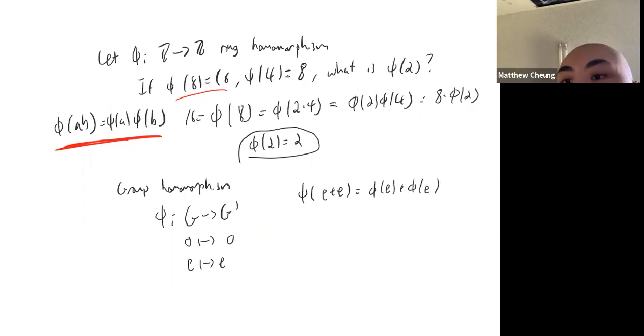Let's be more clear here. The plus could be different. This is the plus of G prime, the plus of G. And then you subtract, and this is just phi of E. And then you get 0, or E, equals phi of E.